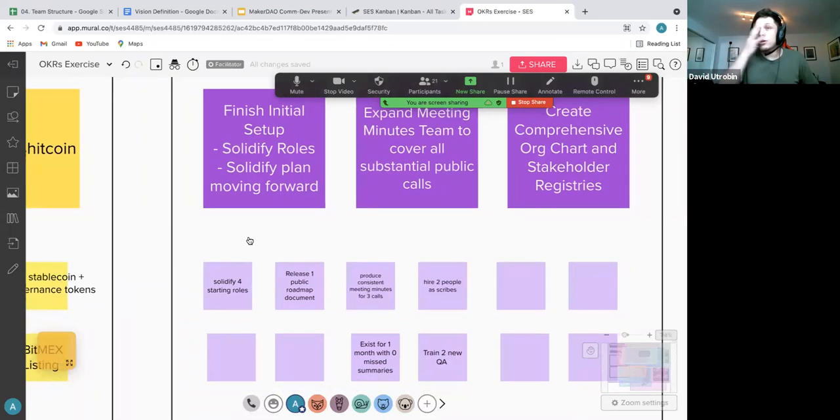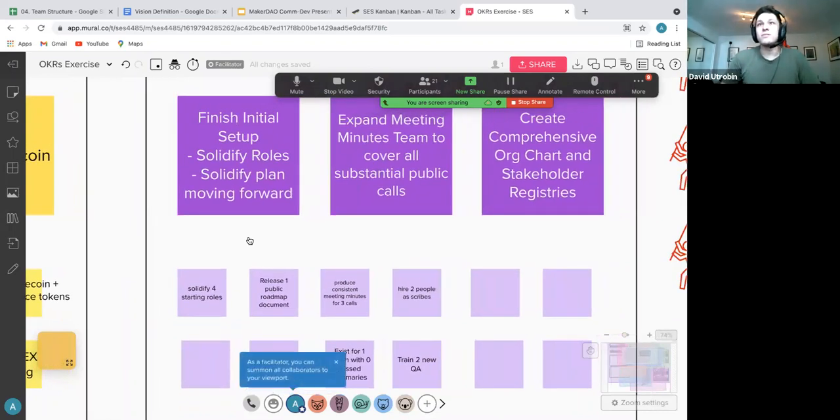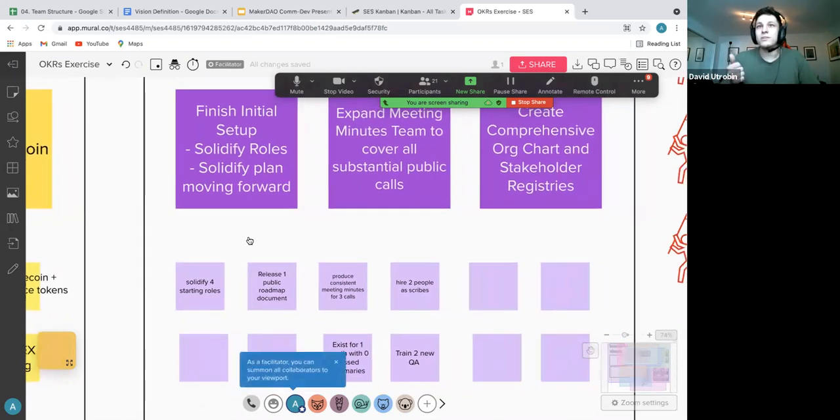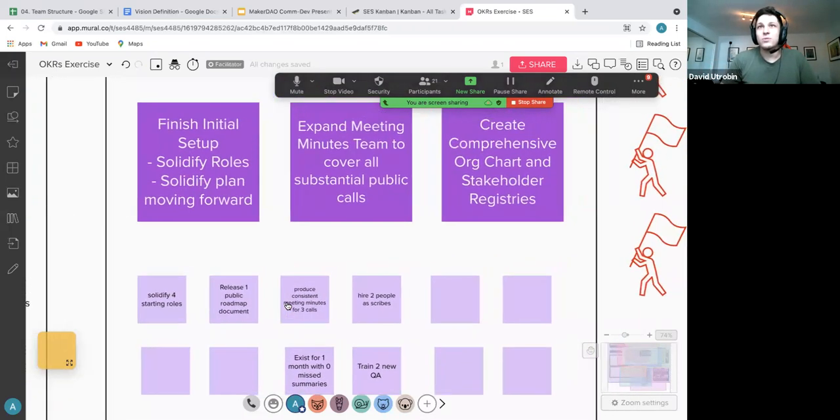The second objective was to expand the meeting minutes team to cover all substantial public calls. We did produce consistent meeting minutes for 3 calls, then exist 1 month with 0 missed summaries, train 2 new quality assurance people, and hire 2 contributors as scribes. Those all contribute to that objective. And the third and final objective, which we didn't have a chance to add the granular bits to, is to create a comprehensive org chart and stakeholder registries. We kind of ran out of time here.